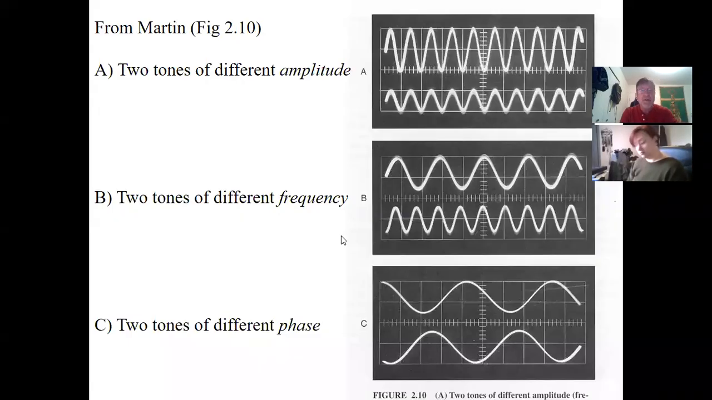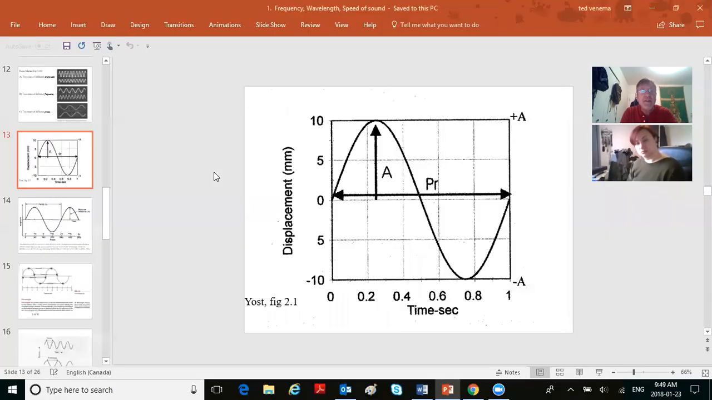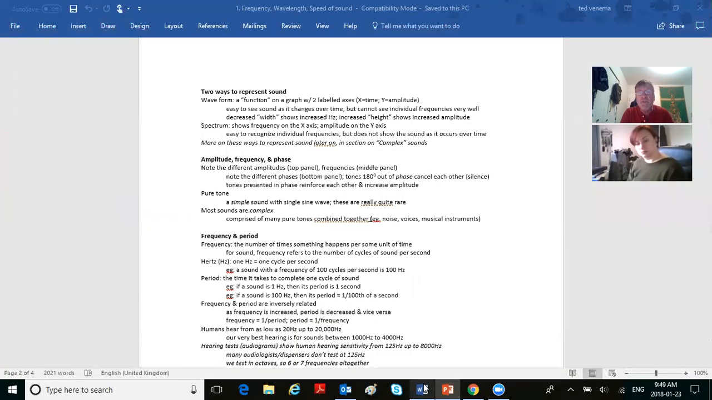Anyway, down to the third, down on page 1, most sounds are complex. In other words, they're not pure tones. So I'll get out of this and go to the notes. Okay, there we go. We'll look at the notes here.